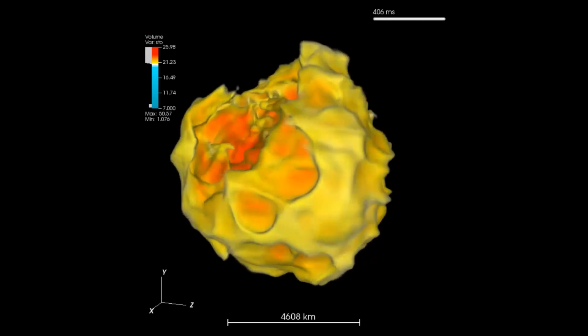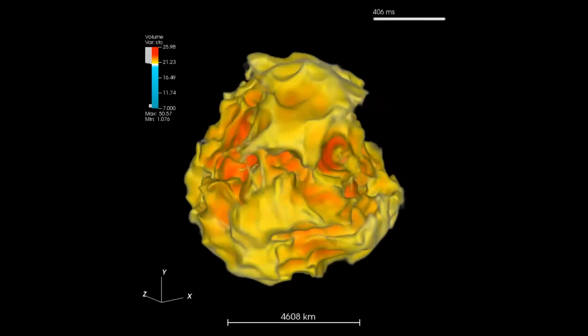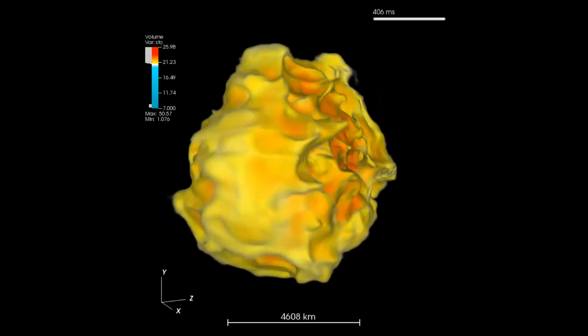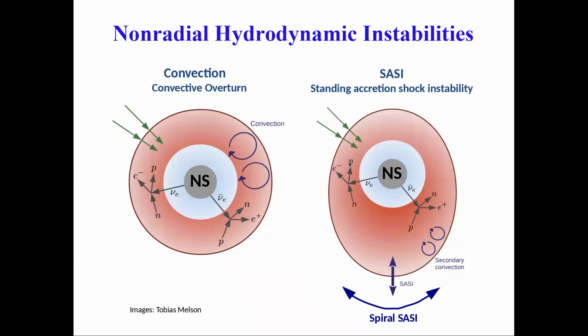Okay, so this is an explosion of a 9.6 solar mass star with an iron core, and it was relatively easy, and we obtained it in 2015 already in our very first attempt to get 3D explosions. But we had a problem with more massive stars, and these more massive stars show a lot more dependence on these instabilities, which I had mentioned before.